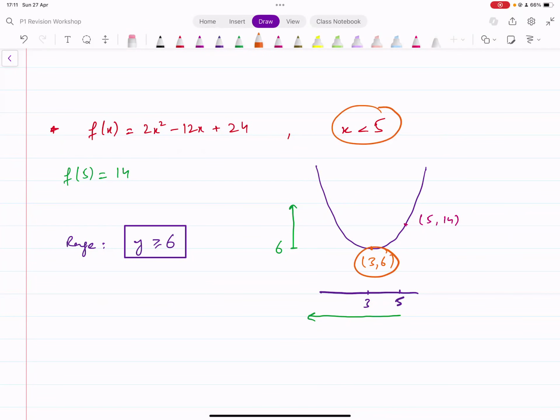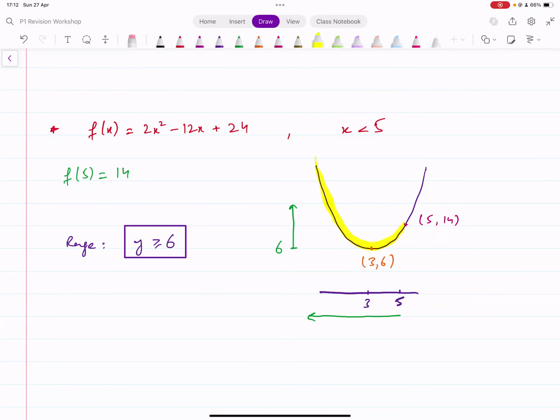X equals 5 is going to be on the right side of the turning point. That point is (5, 14). That's this point. Now, which part of the function is valid? X less than 5. That means we're looking at the part that is towards the left side of 5. So all of this part of this graph is valid.